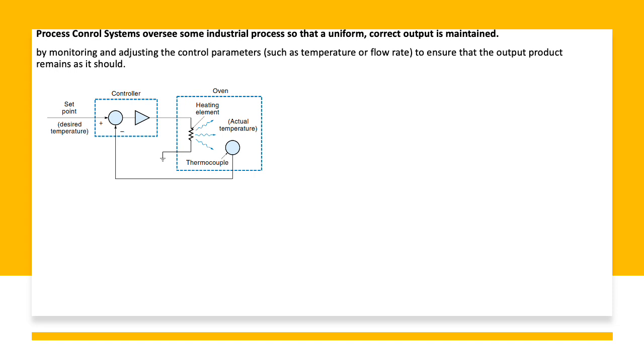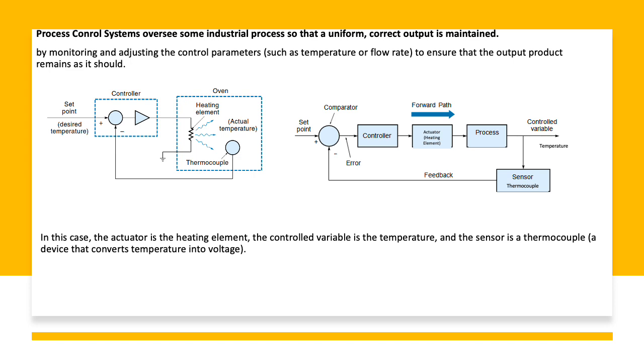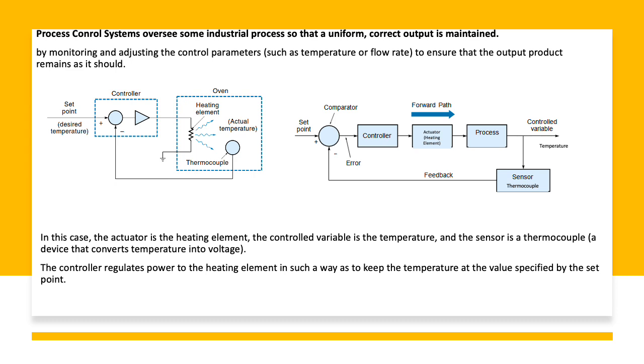The classic example of a process control is a closed-loop system maintaining a specific temperature in an electric oven, as illustrated. In this case, the actuator is the heating element, the controlled variable is the temperature, and the sensor is a thermocouple, a device that converts temperature into voltage. The controller regulates power to the heating element in such a way as to keep the temperature, as reported by the thermocouple, at the value specified by the set point.